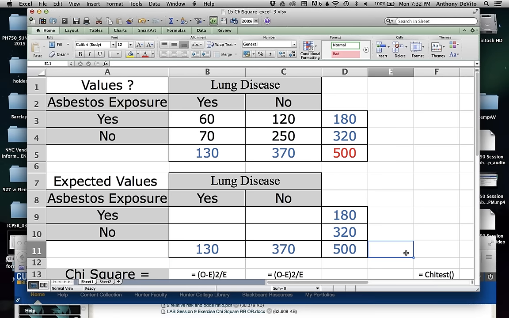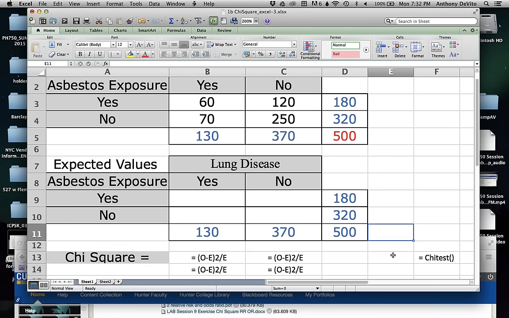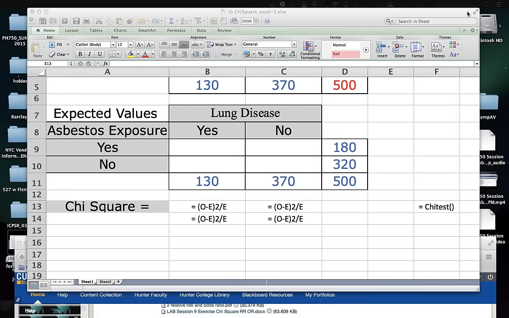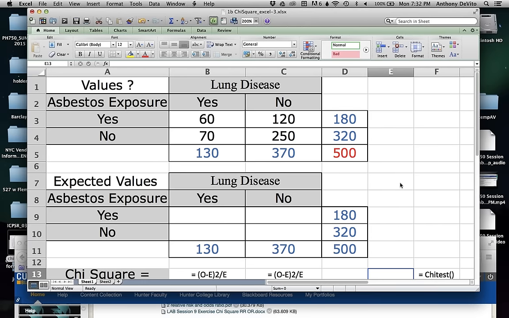So what's the prevalence in this community? The prevalence in this community is equal to, let me get this out of the way so I can actually see something here. Prevalence in this community is equal to 130 divided by 500, or 26%.